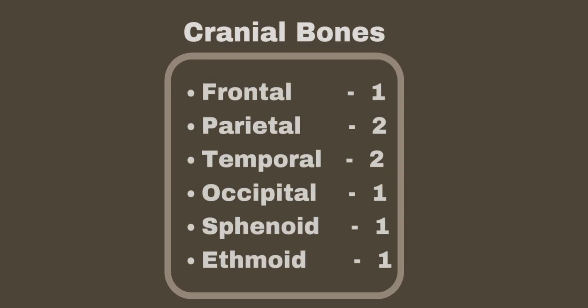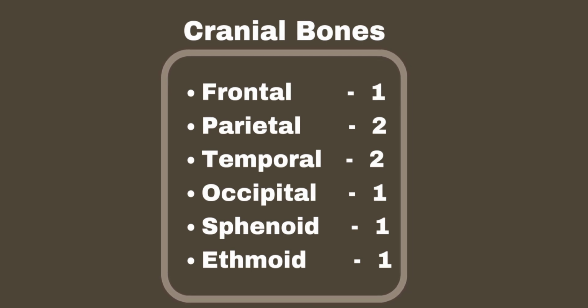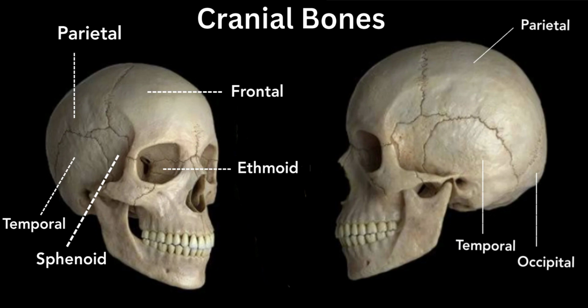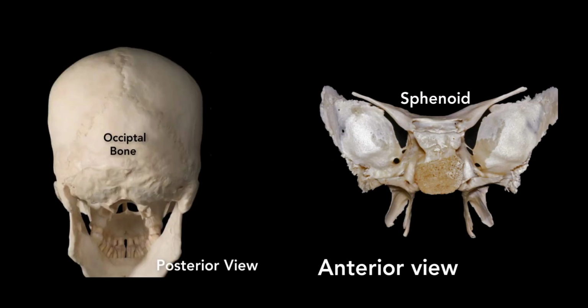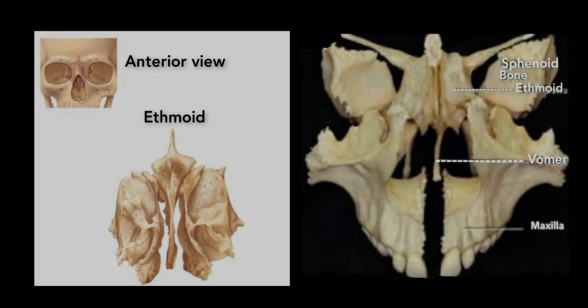Cranial bones: frontal 1, parietal 2, temporal 2, occipital 1, sphenoid 1, ethmoid 1. Lateral view of cranial bones presentation. Here we can see the occipital bone in the posterior view of the skull, and the anterior view of the butterfly-shaped bone called sphenoid. Anterior view of the ethmoid bone.